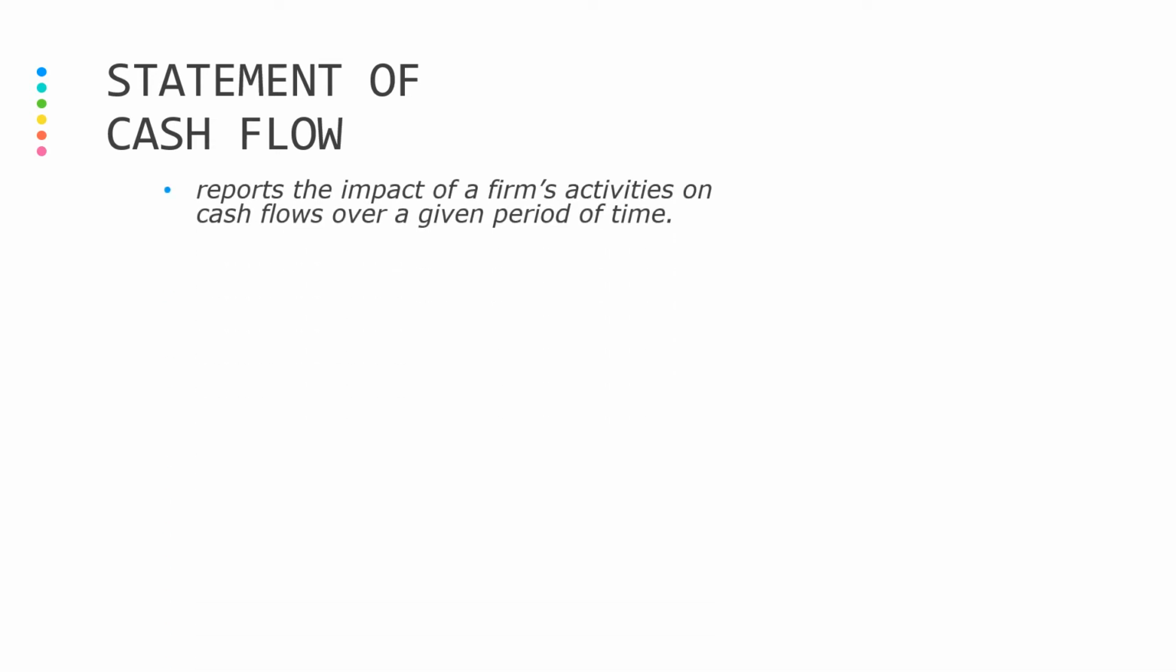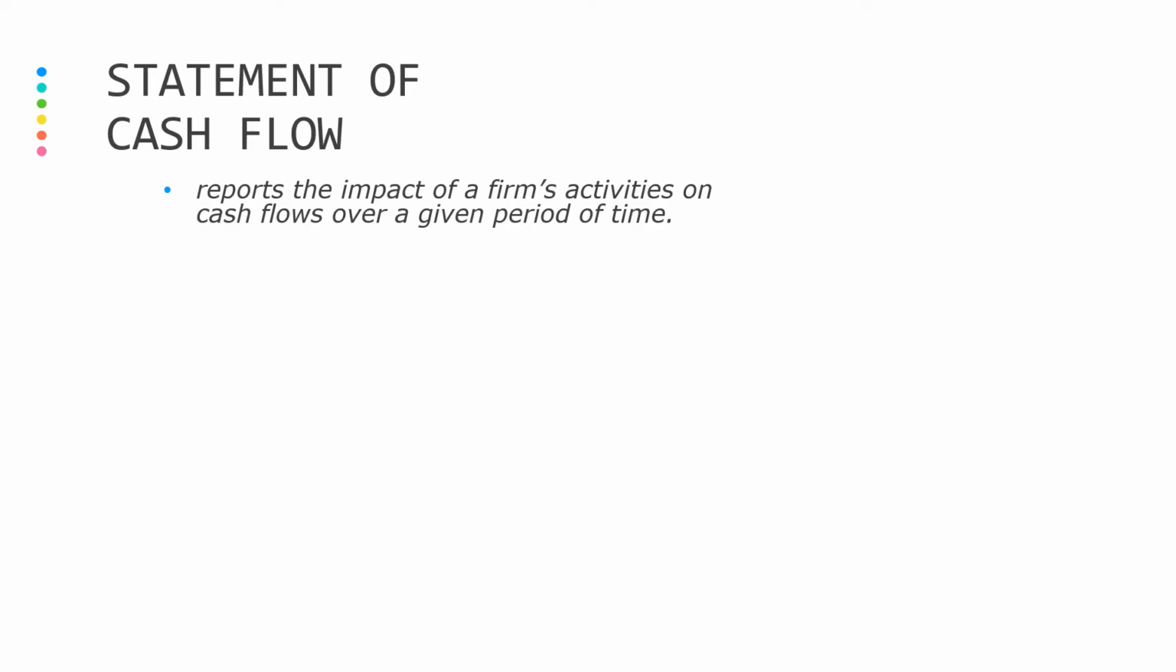Okay, we have here the last type of financial statement, and that is the statement of cash flow. Now, the statement of cash flow reports the impact of a firm's activities on cash flows over a given period of time. It also measures how well a company manages its cash position. This means how well the company generates cash to pay its debt obligations and fund its operating expenses.